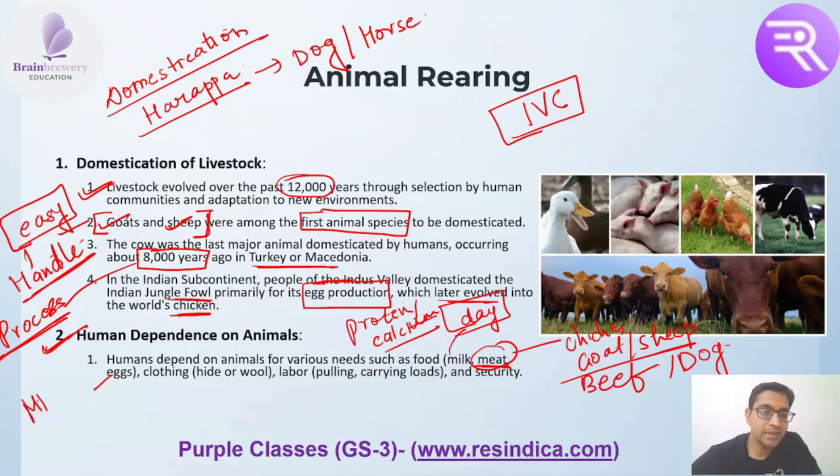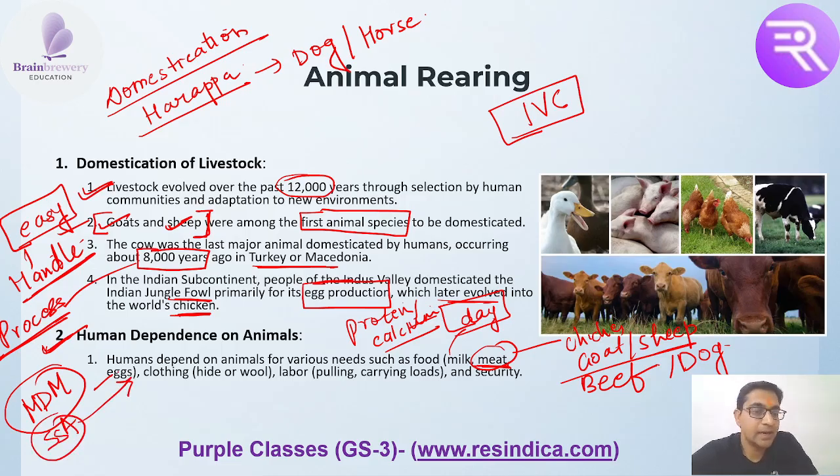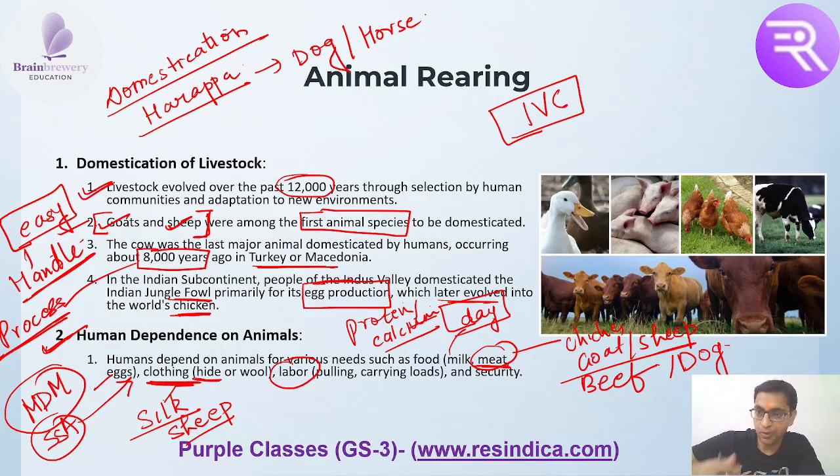In the midday meal (MDM) scheme, which the government runs under Sarva Shiksha Abhiyan, they have made eggs compulsory during the midday meals. Then clothing: we get a lot of products from animals, even the silkworm, from which we get silk. From sheep we get wool, and hides and leather we also get from them. Then labor services: they pull carts, do work on the field, and carry loads. And also security, like dogs, which are used for providing security to human beings.